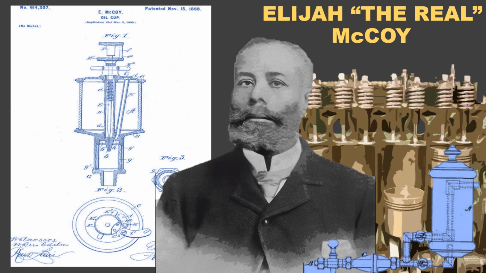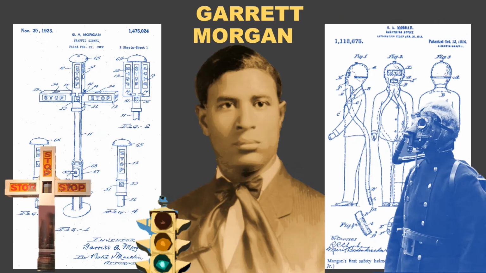Elijah, the real McCoy, was born to fugitive slaves who had fled to Canada. After training in Scotland, McCoy returned to the United States and opened a machine shop. McCoy filed patents for engine lubricators that were used in railroad locomotives and steamships. Garrett Morgan developed safety equipment for firefighters, including a gas mask. In 1923, he also patented a traffic signal for automobiles.